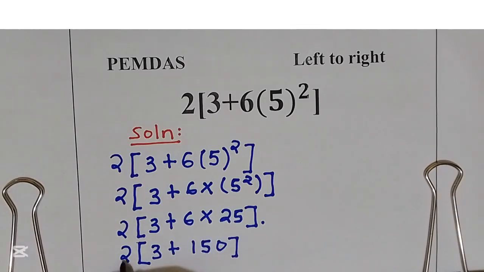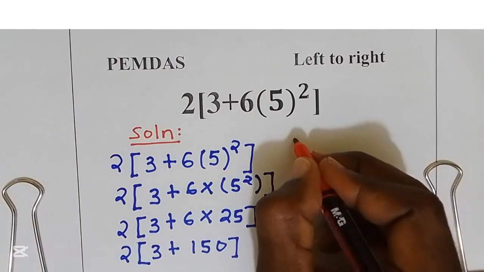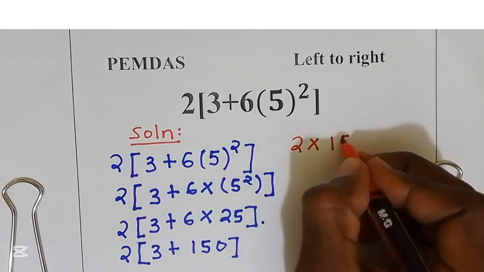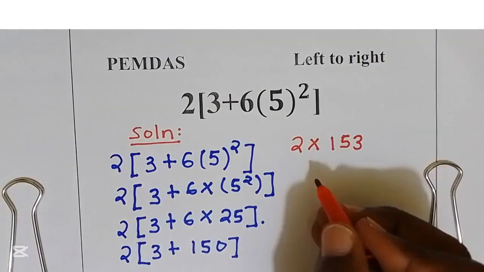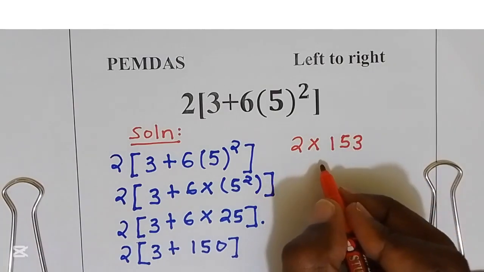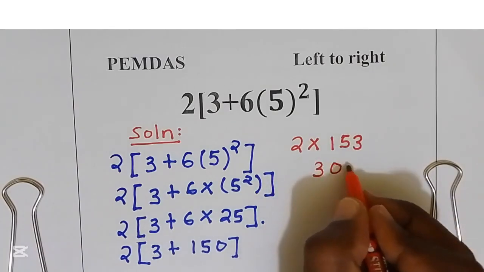Between 2 and the bracket, there is multiplication. So we have 2 multiplied by 153. 2 multiplied by 153, we are going to get 306.